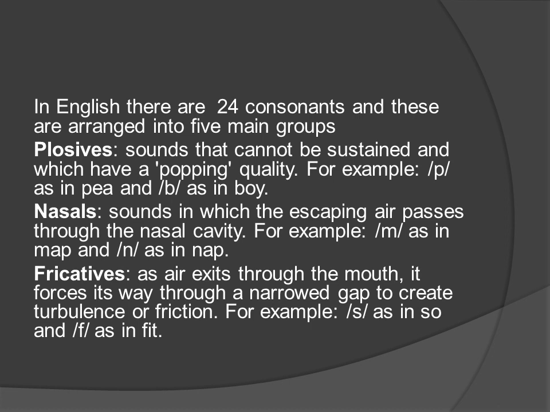Plosives are sounds belonging to the consonants that cannot be sustained and which have a quick popping quality. For example, p as in pen and b as in ball. So these two sounds are called plosives, and you have to remember that both of these sounds are called plosives.